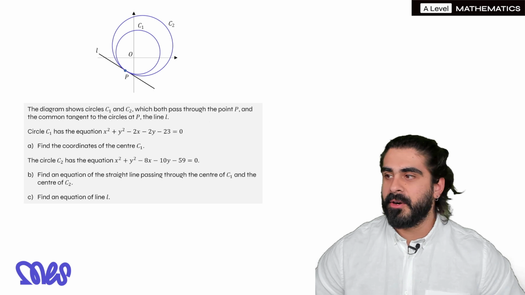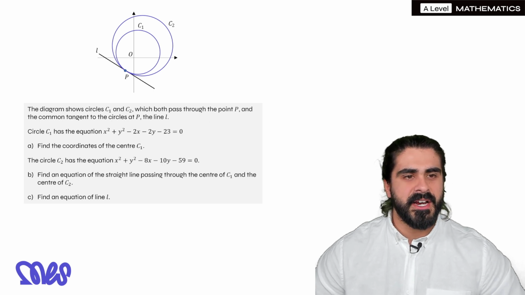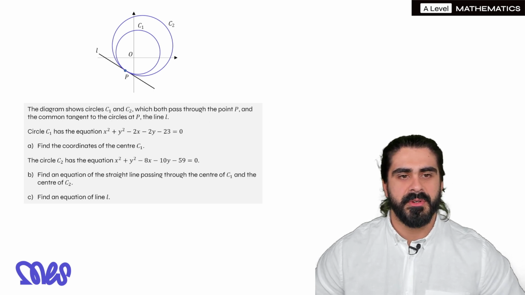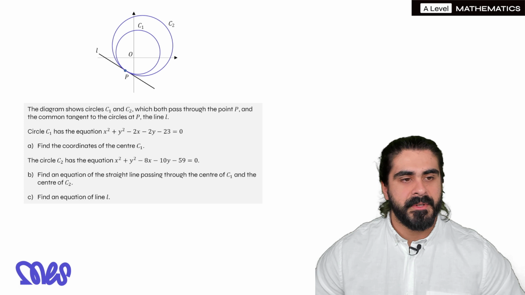This is quite a cool example. I really like this question. It says the diagram shows circles C1 and C2, which both pass through the point P, and the common tangent to the circles at P is the line L. Circle C1 has that equation. Find the coordinates of the center.